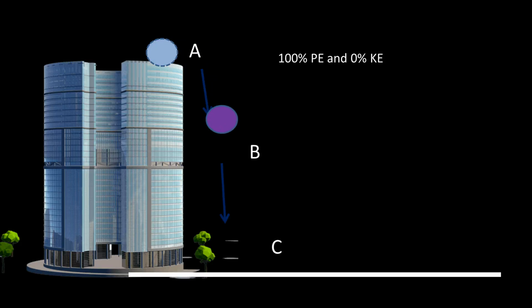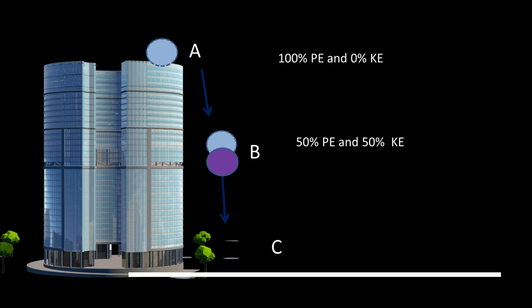Then when it does fall, we freeze frame it and consider its position at point B when it's halfway down from the top. And here it's going to have 50% potential energy and 50% kinetic energy because it has fallen halfway and it has lost half of its potential energy.